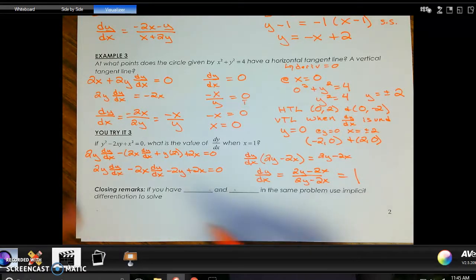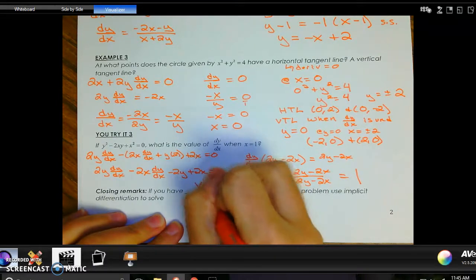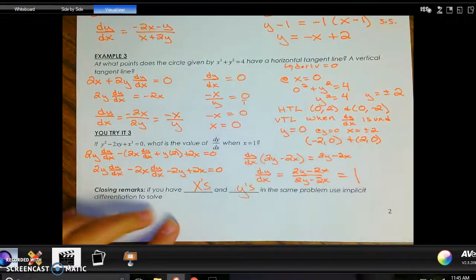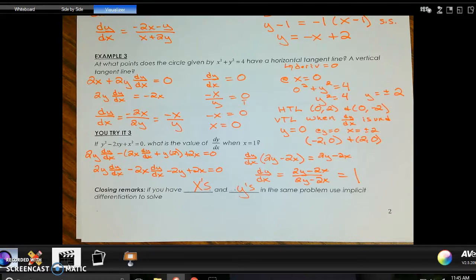So just remember, if you have x's and y's in the same problems, you want to use implicit differentiation to solve. So there's your quick 15-minute tutorial over implicit differentiation.